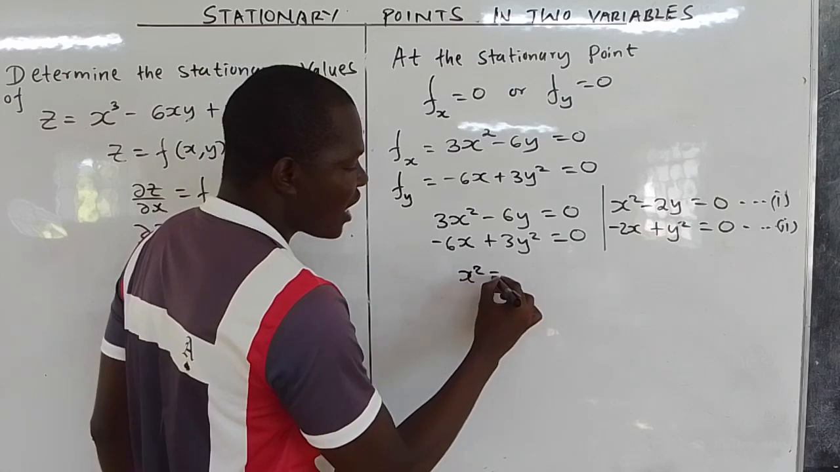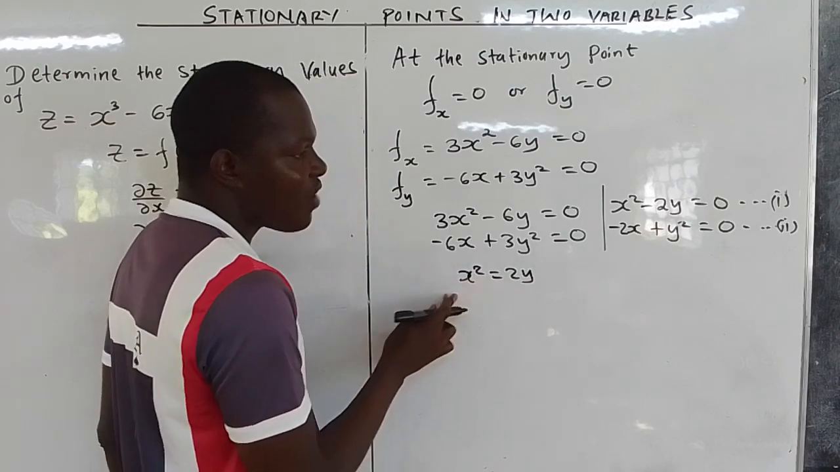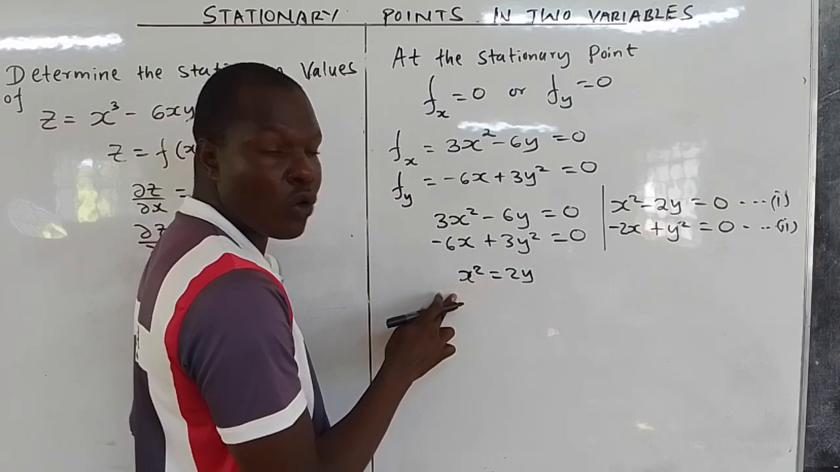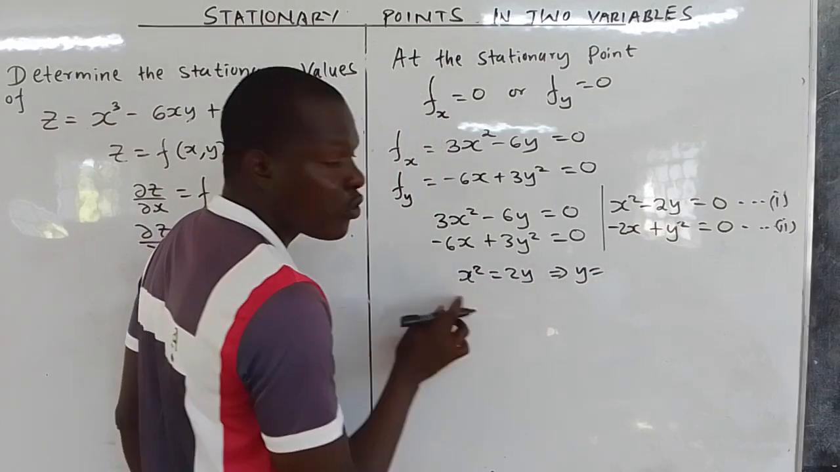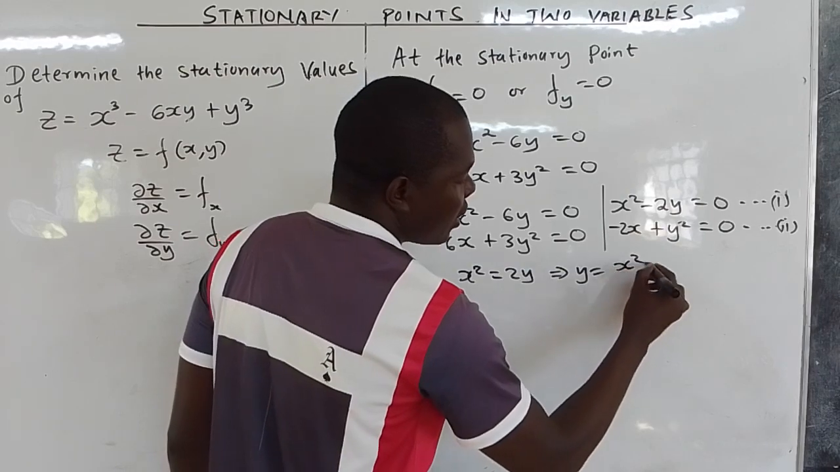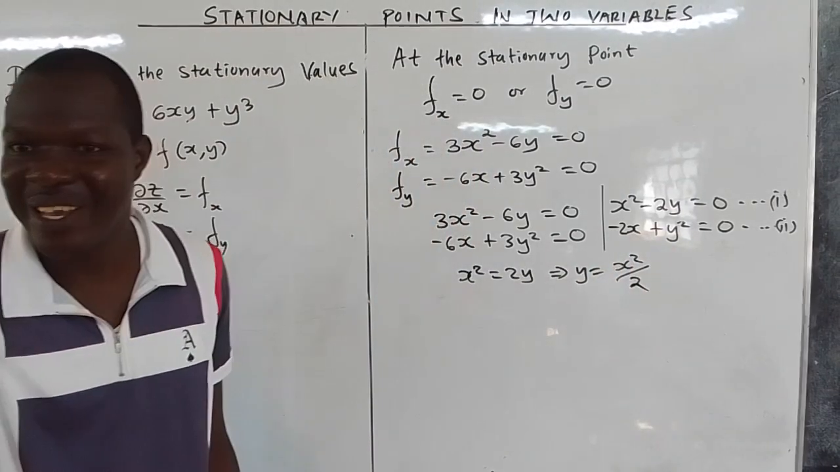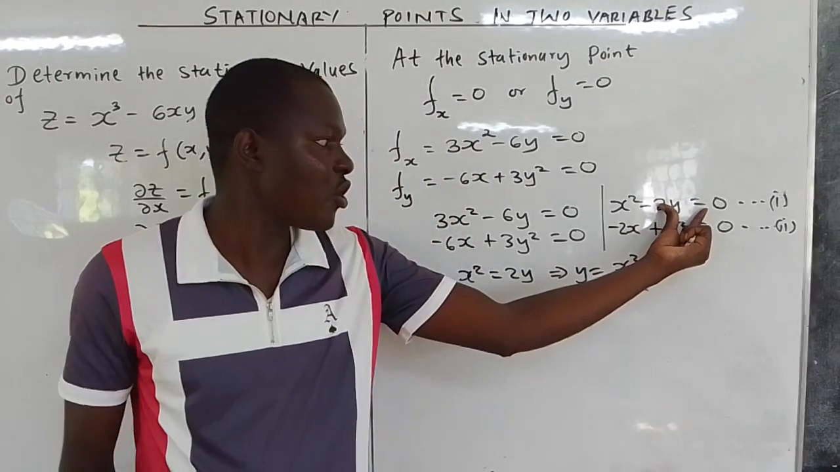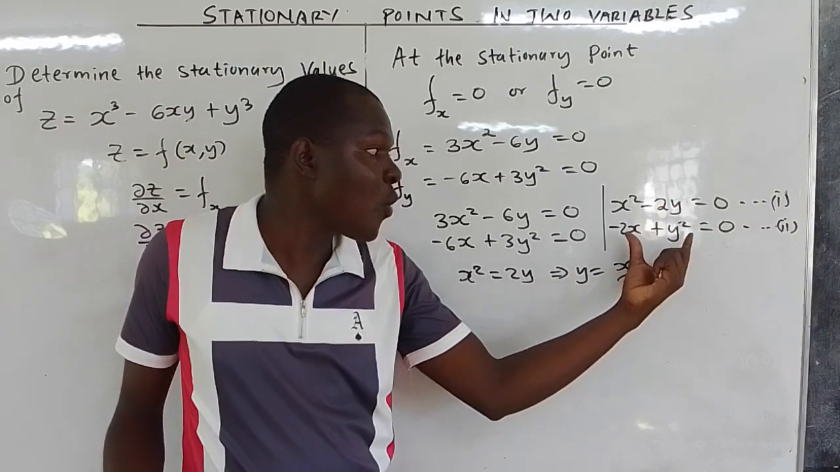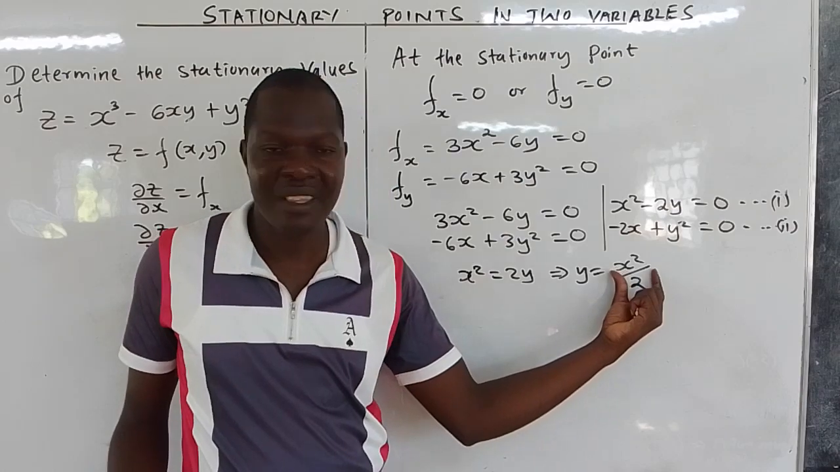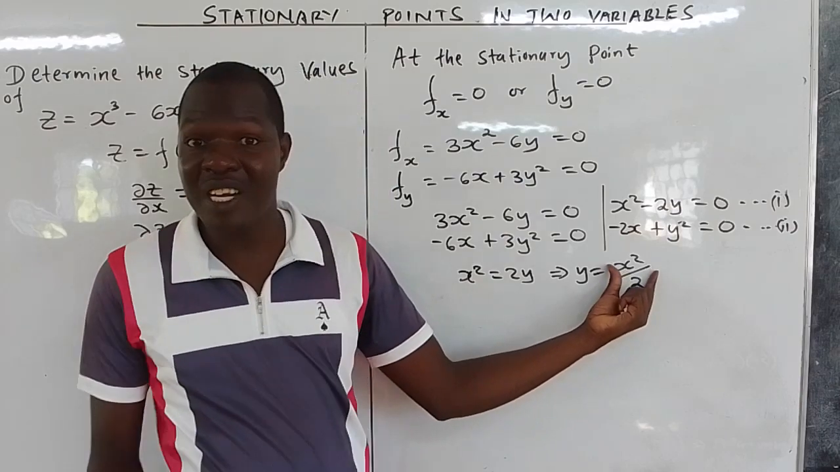So there you have x squared is equal to 2y. If you divide both sides by 2, what do you get y to be? You get y is x squared over 2. So from this first equation, we are able to get y to be x squared over 2, meaning in the second equation where we see y, we put x squared over 2, isn't it?